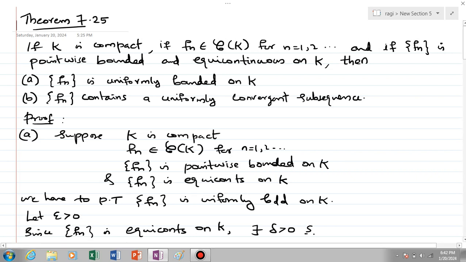Okay, let us discuss the proof of the first result. And we have the suppositions: K is compact, f_n is an element of C(K) for n equal to 1, 2, 3, etc., and the sequence f_n is pointwise bounded on K, and the sequence f_n is equicontinuous on K. We have to prove that f_n is uniformly bounded on K.